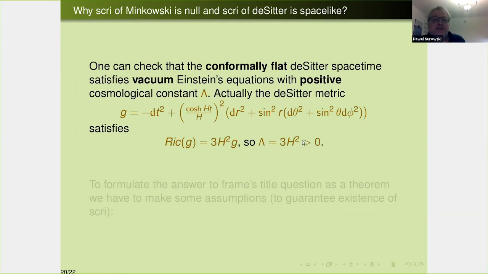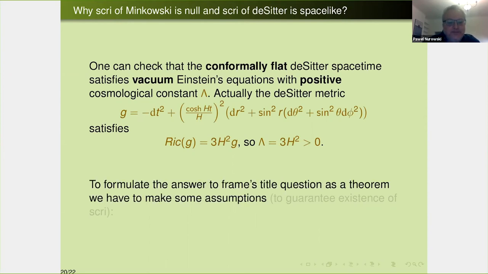So the first visible difference between de Sitter and Minkowski is that de Sitter is a solution to the vacuum Einstein equations with positive cosmological constant, while Minkowski is a solution to the vacuum Einstein equations with zero cosmological constant. And maybe it is this cosmological constant that matters, that scri of Minkowski is null and scri of de Sitter is spacelike.